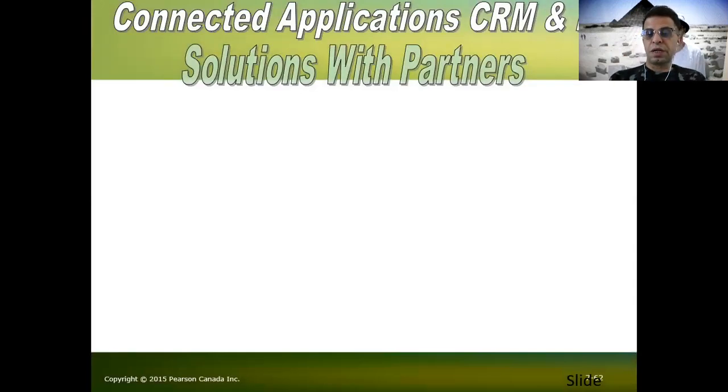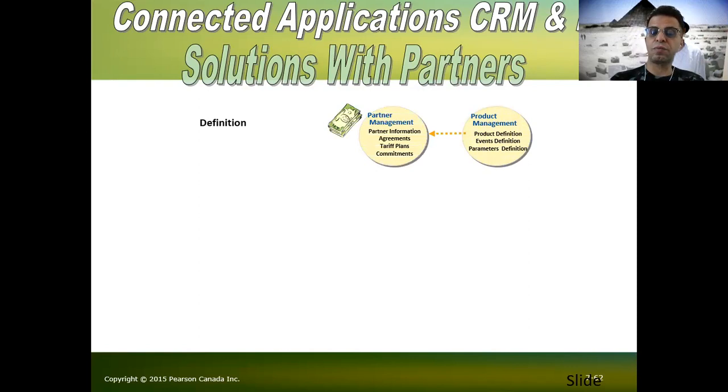So, connected applications: as we said, CRM and ERP with the solution with the partners. Partners could be partners who are supplying you these tools or partners who are reselling these tools for you. And it is about how you manage them. So you have a bunch of products that you offer through the partner, or you work through a partner, but let's assume you offer these products to the partners. And it's about product definition, event definition, and parameters. And you manage your partner. Partner management is information about your partner, if there is an agreement, a certain tariff, a certain commitment that the partner has to meet.